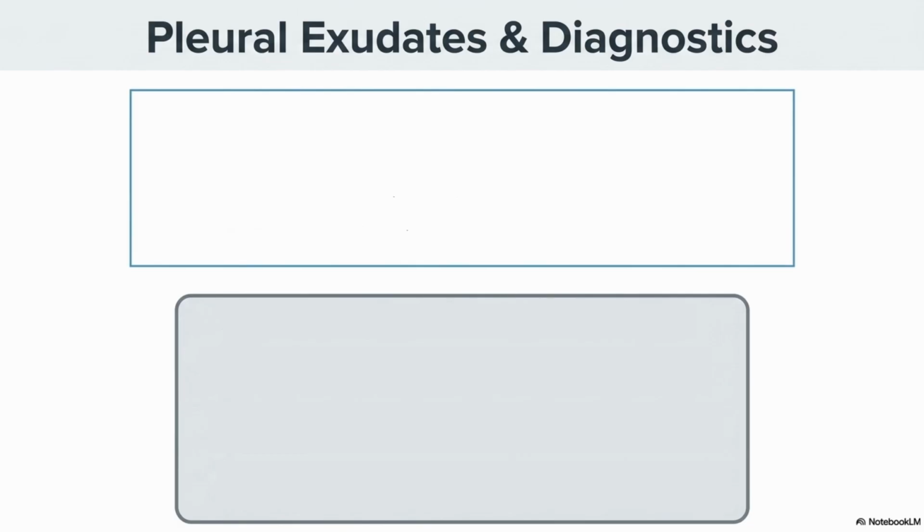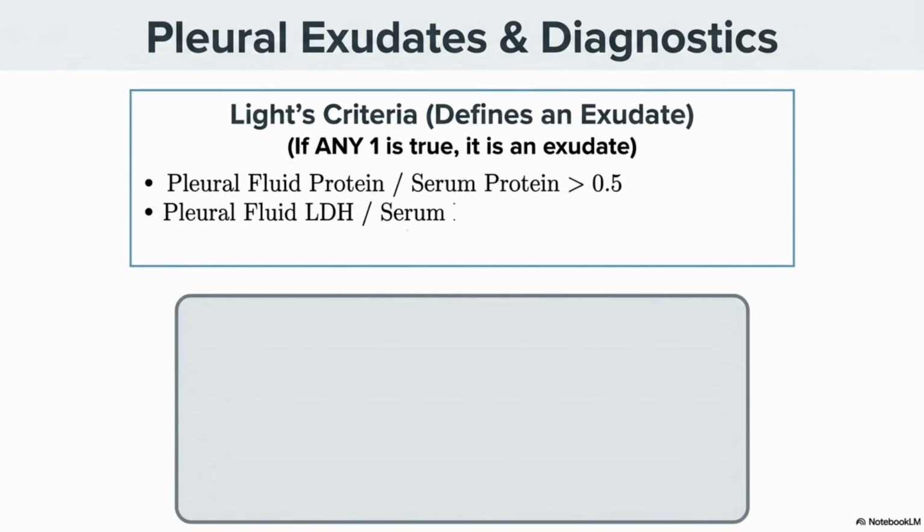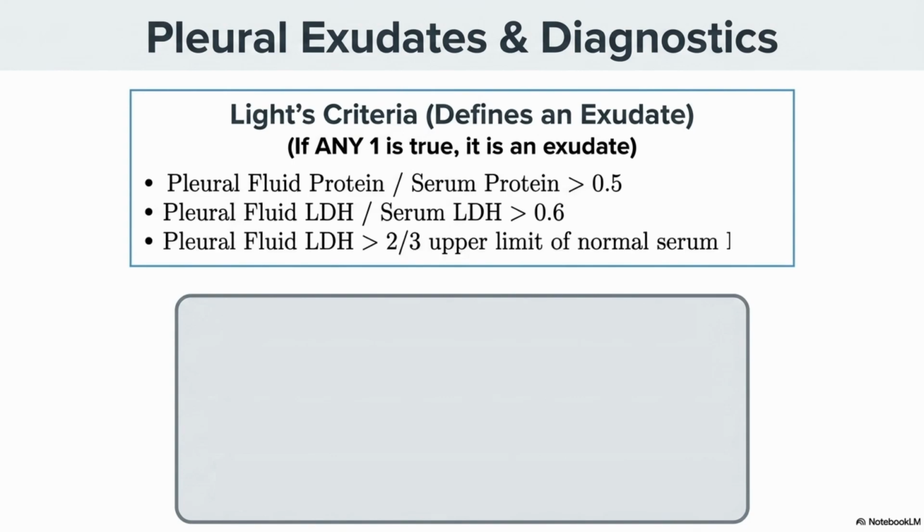Next in our recap, pleural exudates and diagnostics. Remember Light's criteria? If any one of these is true, you have an exudate. Pleural fluid protein to serum protein ratio over 0.5, pleural fluid LDH to serum LDH ratio over 0.6, or pleural fluid LDH greater than 2/3 the upper limit of normal serum LDH.